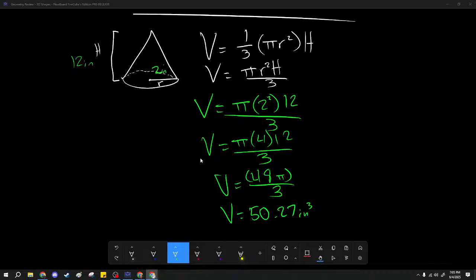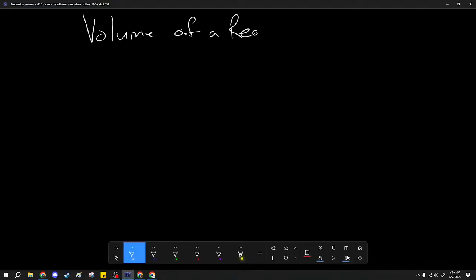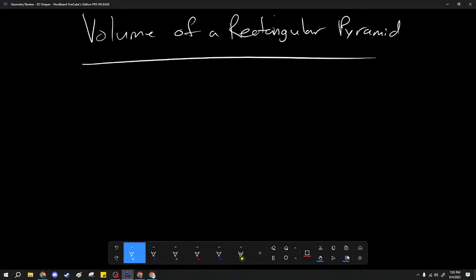I'm going to do one more volume, and then we're going to move to surface area and be done for the day. So let's scroll down. We're going to do volume of a rectangular pyramid, the easiest pyramid. So volume of a rectangular pyramid. Sorry for my handwriting.